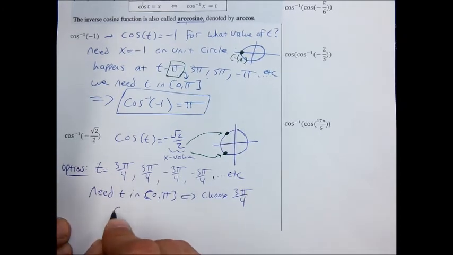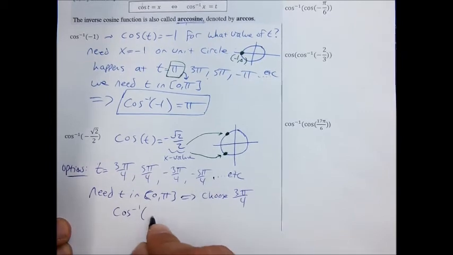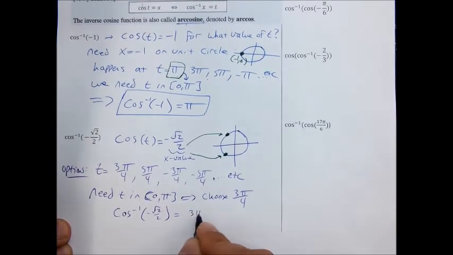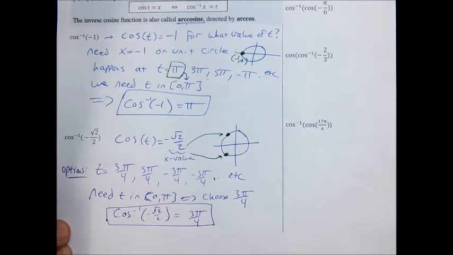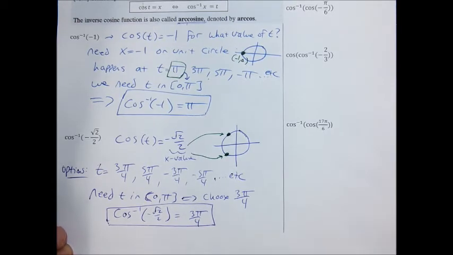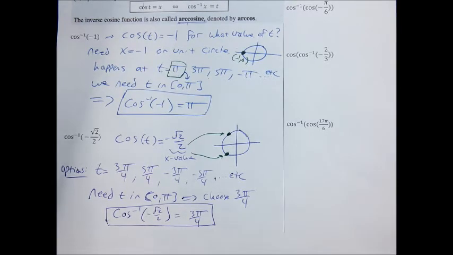Okay? So cosine inverse of minus root 2 over 2 is 3 pi over 4. Because if we plug in 3 pi over 4 into cosine, we get minus root 2 over 2. Right? We're doing the opposite. We're thinking about these things in the opposite direction. Questions about that?